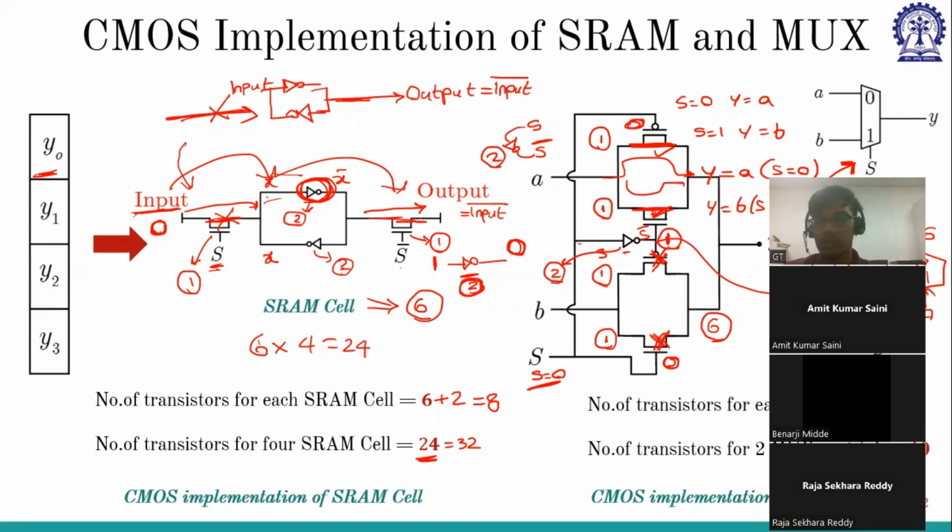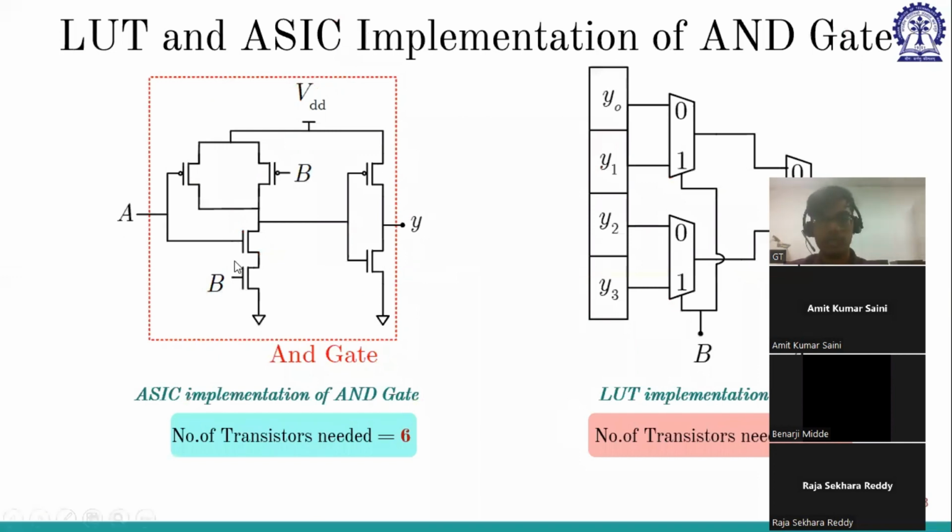Yes, sir. Sir, do we need to understand the CMOS implementation of all? No. This is just to distinguish between the ASIC versus FPGA. You don't have to go completely into detail. You just have to understand that in the case of LUT-based implementation, the cost will be high. That is the actual point that I'm trying to make. So I hope till this point you have understood. Yes, sir, it's clear now.